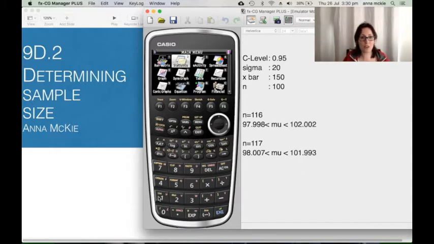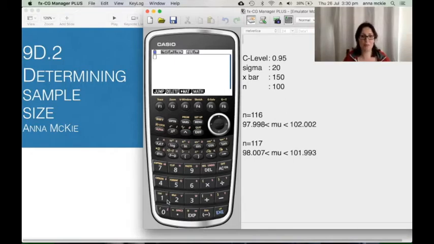So I'm going to my run mode now, and I'm going to subtract those 2 numbers within each interval and see what I get. So 102.002 subtract 97.998, that's the width of our confidence interval, and we get 4.004. Let's do the second one. Sample size of 117, 101.993, subtract 98.007, we get 3.986. And if you remember the question, we wanted a width plus or minus 2, which meant a maximum width of 4. So the first one was a sample size of 116, the second one was 117.